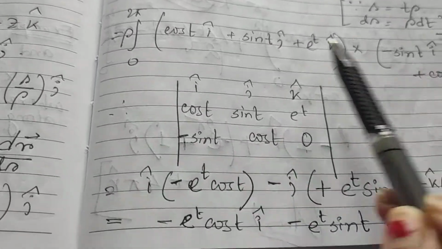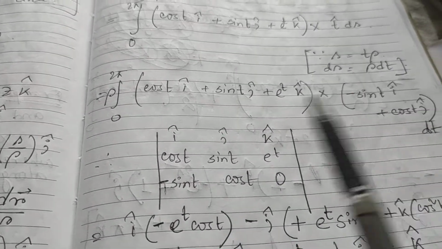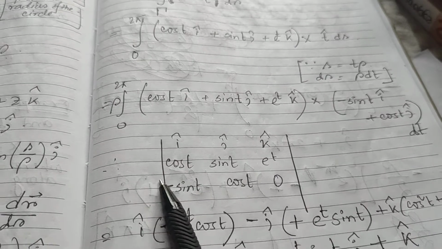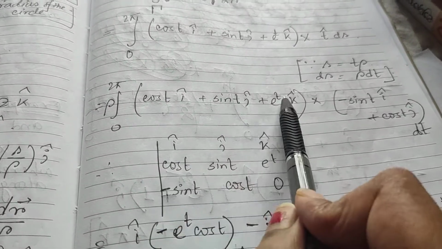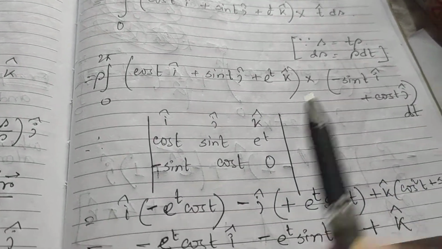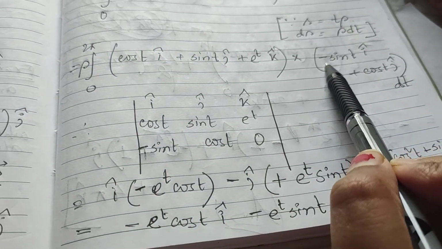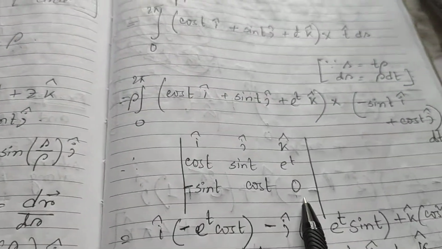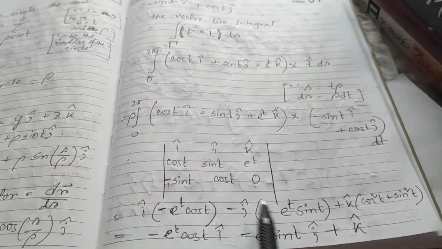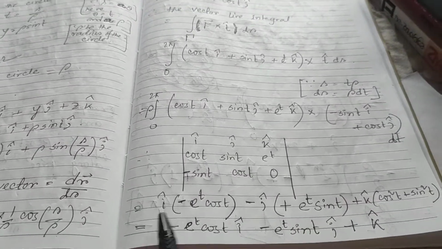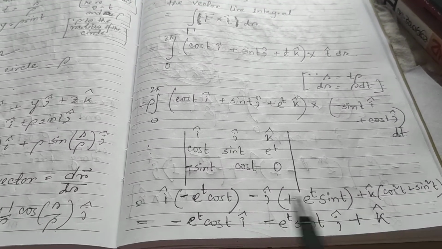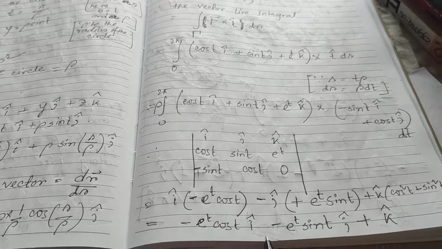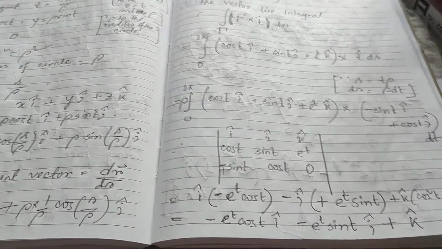Now the cross product, you know how to find it. With i cap, j cap, k cap in the first row, cos t, sin t, e to the power t in the second, and minus sin t, cos t, and 0 as the k component in the third. After doing the cross product, we got e to the power t cos t i cap minus e to the power t sin t j cap plus k cap.